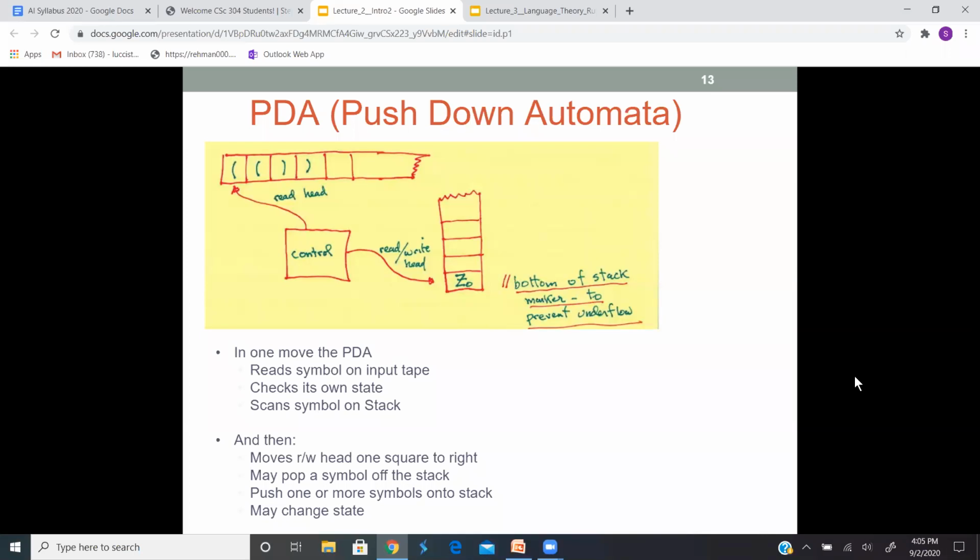So here's a PDA, a push-down automaton. And notice it's got three pieces, three components. You got a read head. Those boxes up there are called cells, just like with your finite state machines.